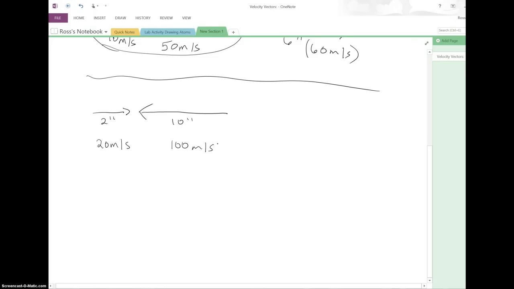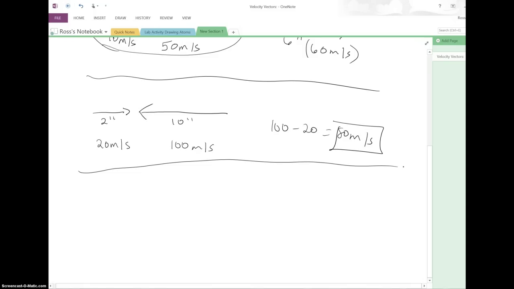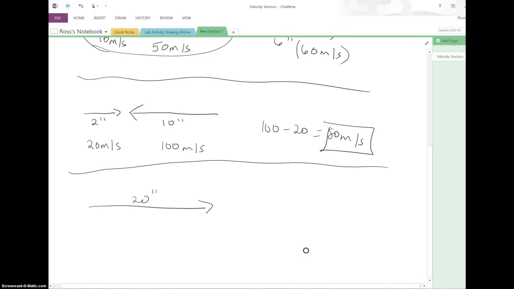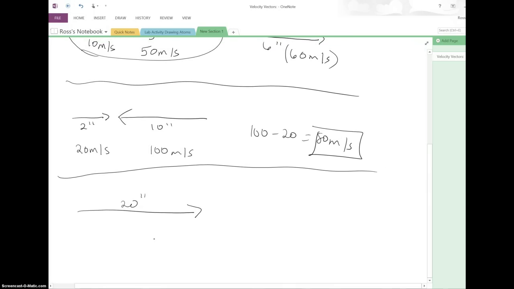Since it's a headwind, heading right into your face, you would subtract. So 100 minus 20 is 80 meters per second. That's the resultant velocity of that plane since it's heading into a headwind. The final option for what you could see is, the plane is moving this way. Let's say it's a 20-inch vector, and then we've got a wind, a crosswind.